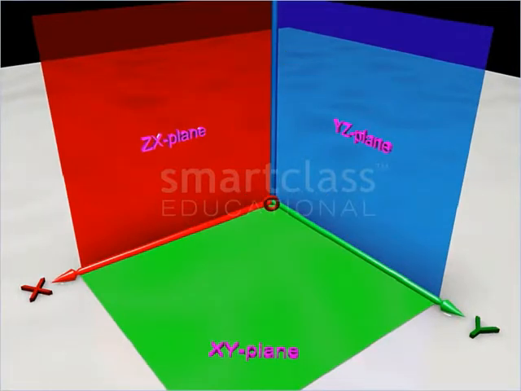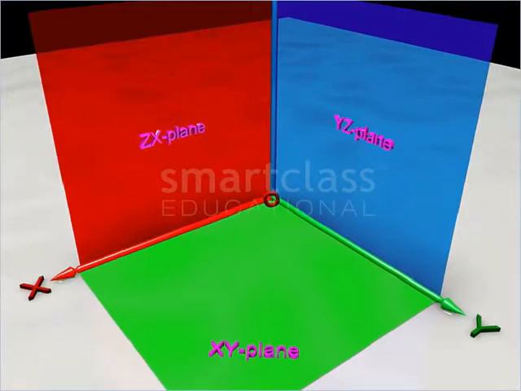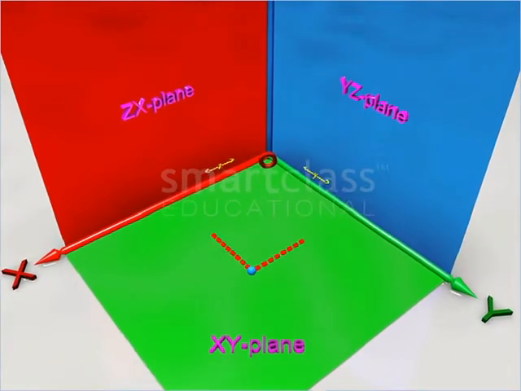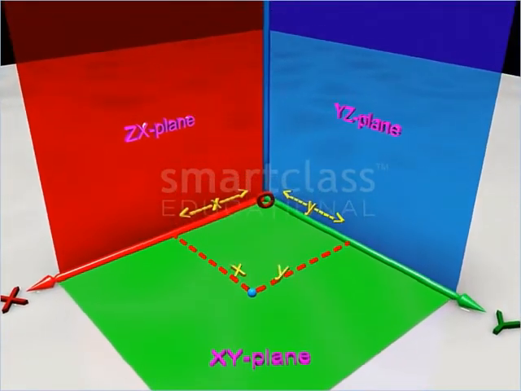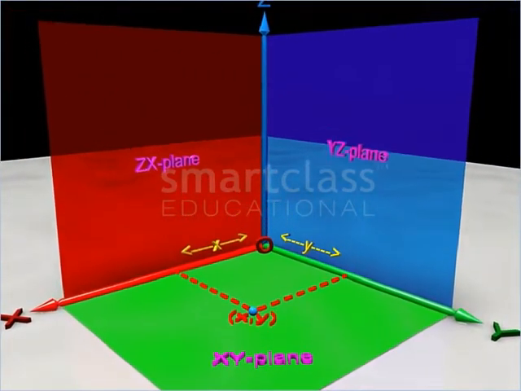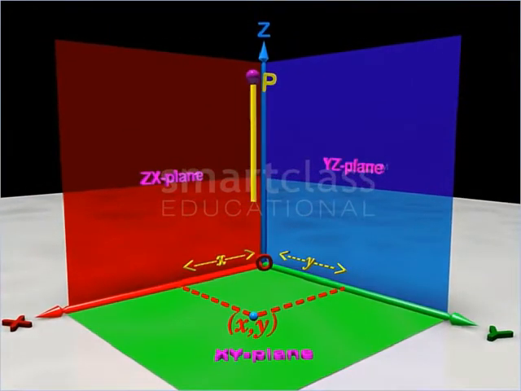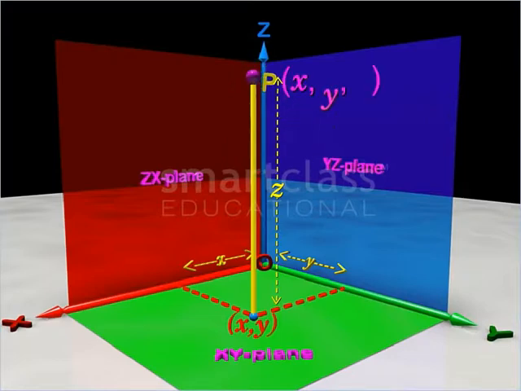Conversely, if you are required to locate a triplet x, y, z in three-dimensional space, first locate a point whose coordinates are x, y in the xy plane. Then drop a perpendicular of length z onto this point. The point P represents the point with coordinates x, y, z.